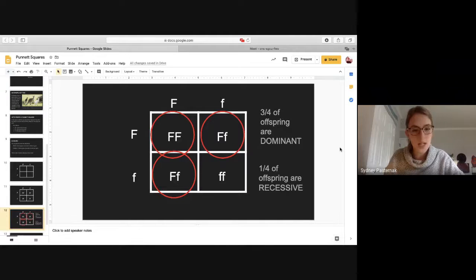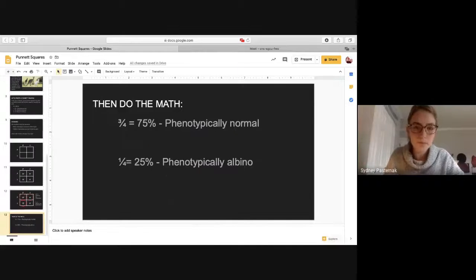So what are the chances? Let's do the math and figure it out. When we do this math, 3/4 is equal to 75%. If you think about it out of 100, you're going to have a 75% chance of being phenotypically normal, and then 25% are going to be phenotypically albino. So just having the ratios and then understanding how the ratios relate to the percentages, that's going to help you understand the chances of those 2 contributors having an offspring that is albino.